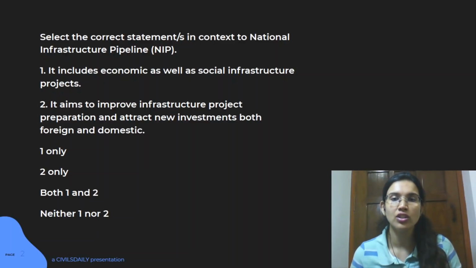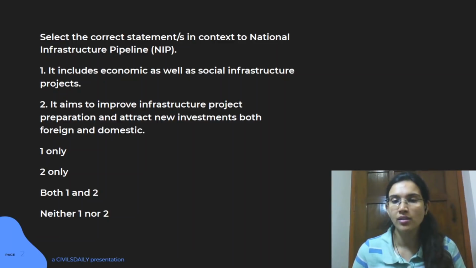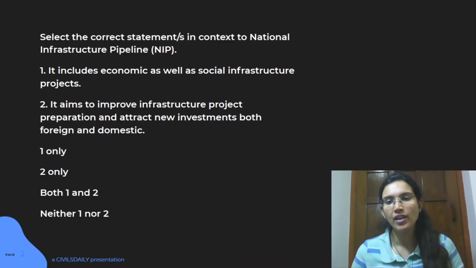See, social infrastructure talks about all the investment that is made into social sectors like education, health. So does this particular project cover all these areas? You should know that. And the second thing we're talking about is whether it will have investment from the private sector, the foreign sector and the domestic sector. So in this particular question, I think the correct answer here is actually C. Both the statements are correct.